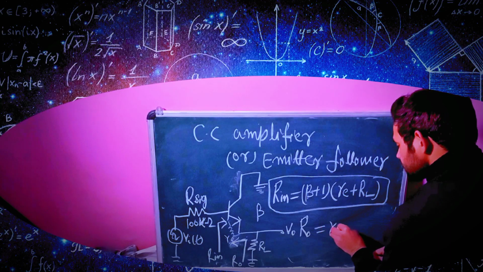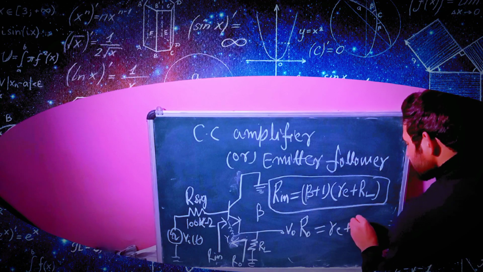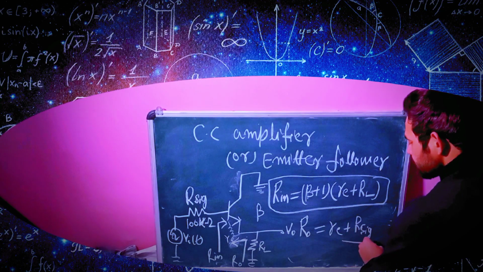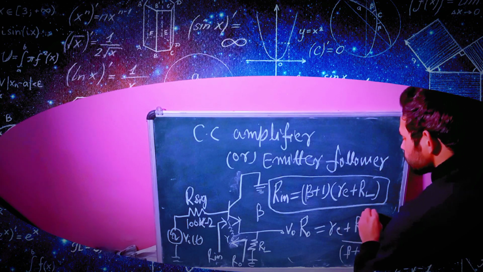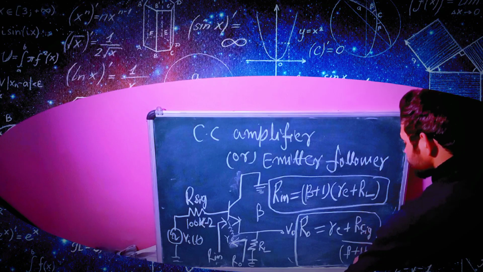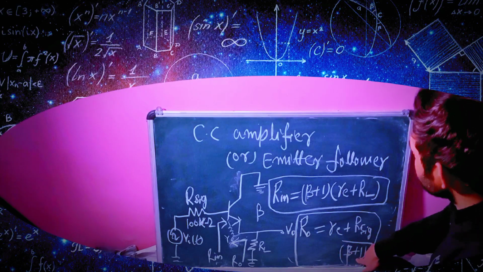Similarly, this is the reflection of resistance. If you see, Re is equal to Rsig divided by beta plus 1. So this much amount of resistance is what we are getting at the output. This is beta, and this is beta plus 1.